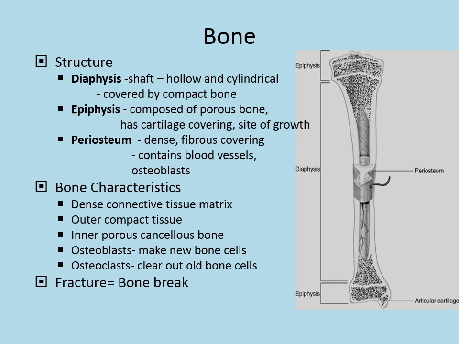So there's a constant balance between the osteoblasts making new bone cells and the osteoclasts clearing out old bone cells. The ideal situation is to have a balance between those where it's equal, although it is not always equal in every part of the bone. And if the osteoclasts are clearing out old bone cells faster than the osteoblasts are making them, then sometimes we can have a weakness in the bone.